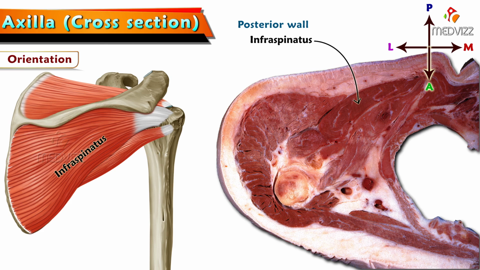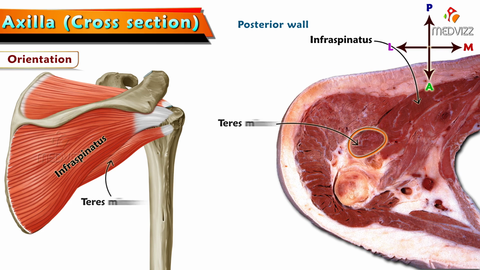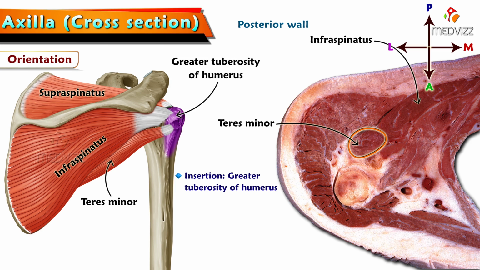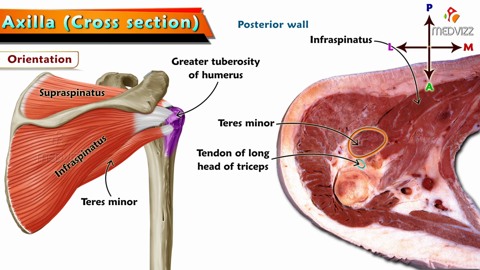Another structure related to the posterior wall is teres minor muscle. We can see the teres minor which is along the infraspinatus. Teres minor, infraspinatus and supraspinatus, all three muscles get inserted to the greater tuberosity of humerus. We can also observe the tendon of long head of triceps present behind the shaft of the humerus. Lateral to the shaft of the humerus is deltoid muscle which is quite bulky and well seen.